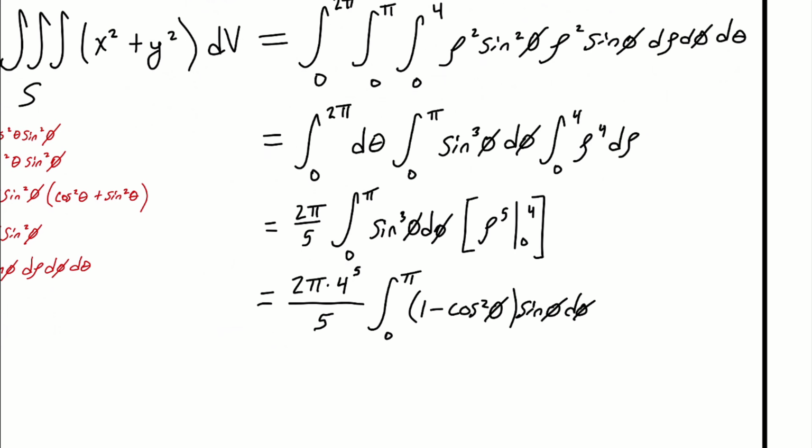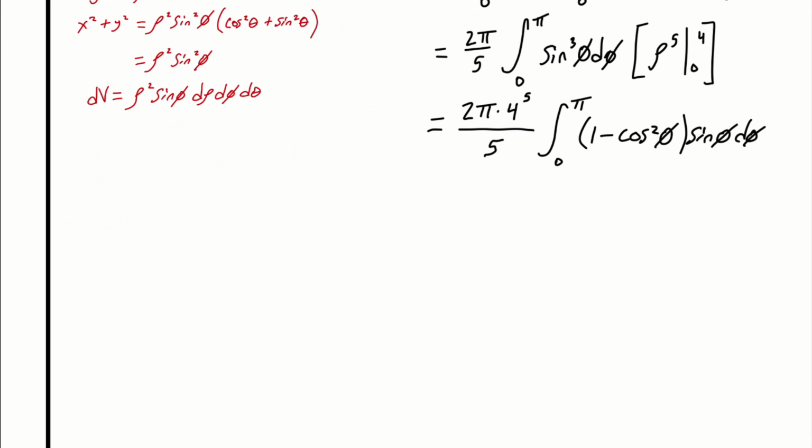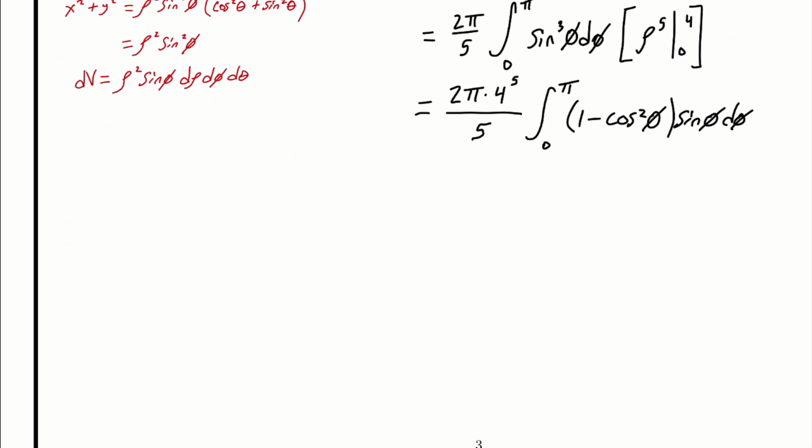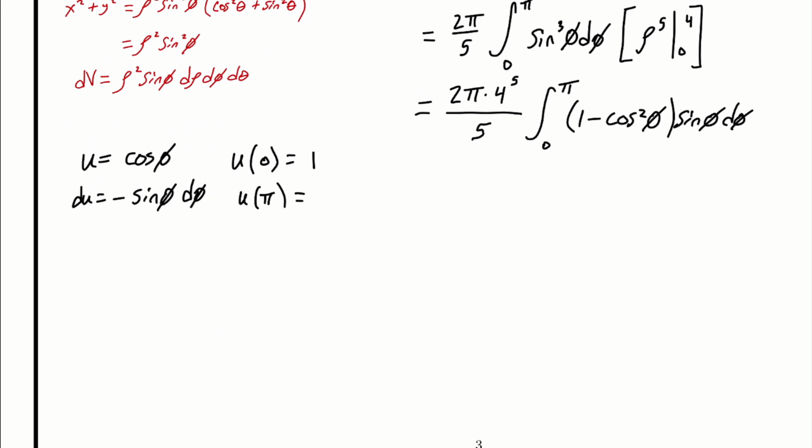Our u sub here, let's move on over to this side. So u is equal to cosine phi. So du is minus sine phi d phi. U of 0 is cosine of 0, which is 1, and u of pi is negative 1. So our integral looks like it's going from 1 to negative 1.